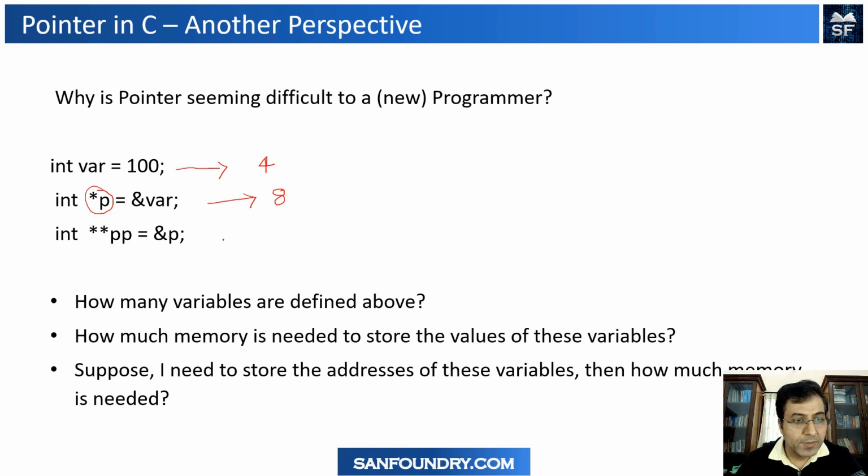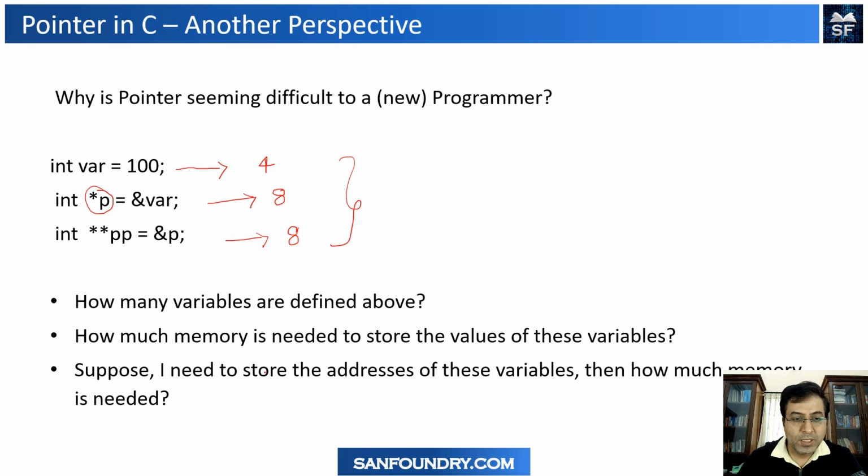Okay. Now here we have a PP. So another pointer, it's a pointer. How much memory is needed to store the values of these variables? So here also it is basically 8 bytes. So thinking changes when you start doing it like this actually.